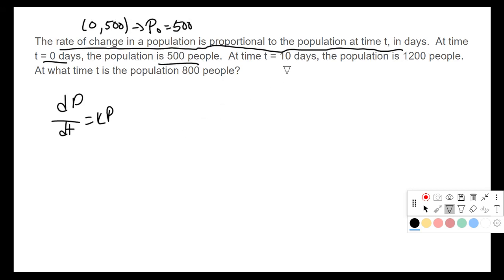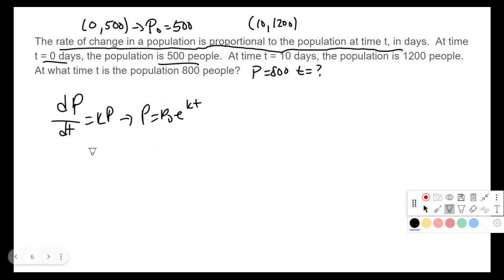At time t equals 10 days, the population is 1,200. Okay, when t is 10, the population is 1,200. They want to know at what time t is the population 800. So what's the value of t? Well, if we know the differential equation dp dt equals kp is the differential equation we're working with, then we know p equals p naught e to the kt power. We know p naught is 500, so p equals 500 e to the kt power.